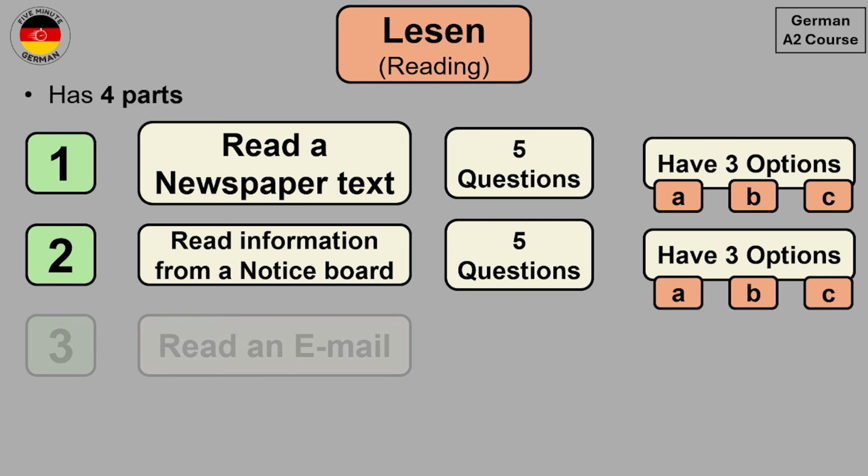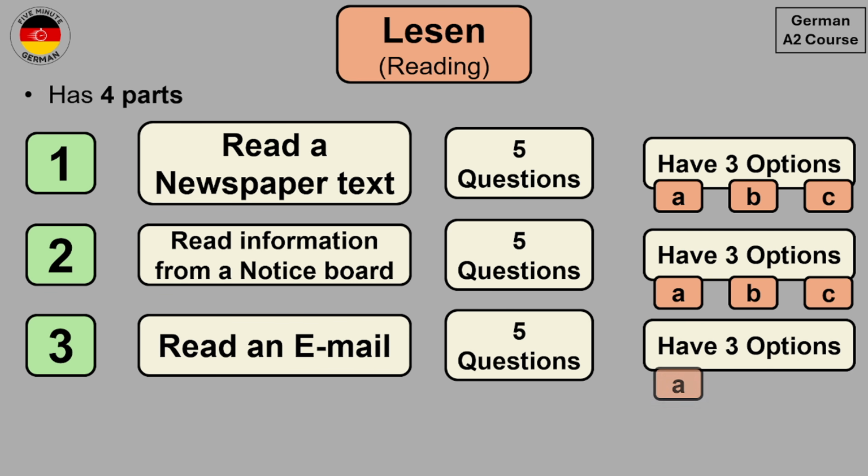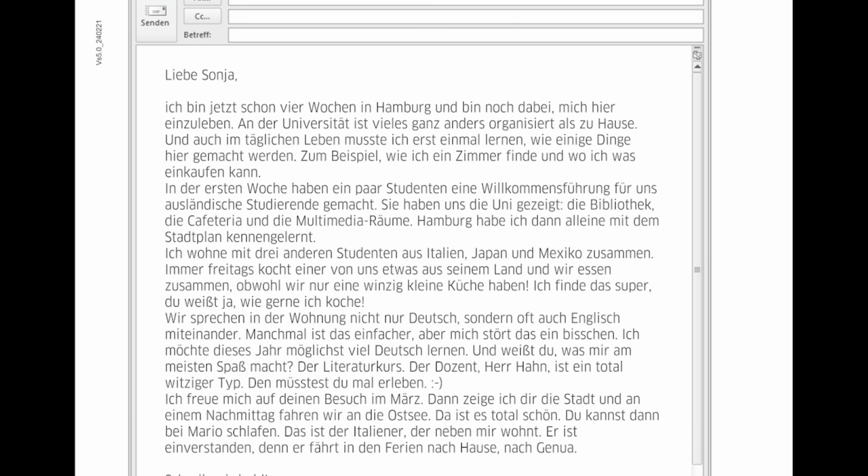Then in part number 3, you will have to read an email. And in this part, you will also have 5 questions, which will also have 3 options, A, B or C. So you see that this is also similar to the other parts. So let's take a look at this email now. So here I am on Teil 3. So they say, Sie lesen eine E-Mail. You read an email. And then you have to select the correct options, A, B or C, for questions 11 bis 15. So this is the email, also quite a long email.